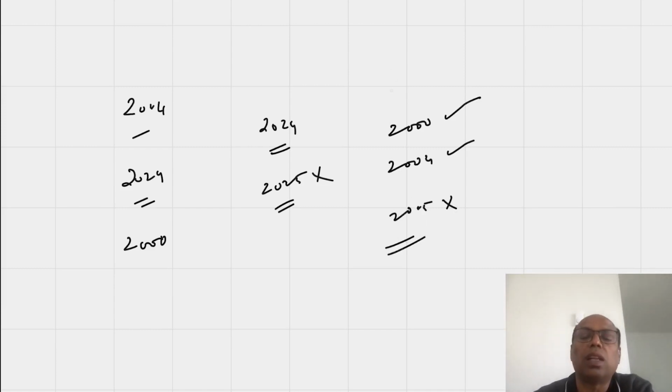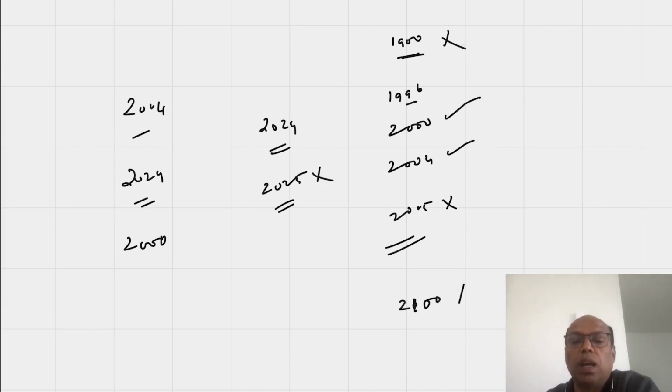Now let's see, 1996 is a leap year. 1900 is divisible by 4 but is not a leap year. So our challenge comes here. You have 2000, 2100 is not a leap year, but 2104 is a leap year. There is a challenge coming when a year is divisible by 100.